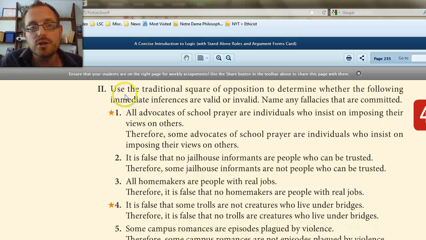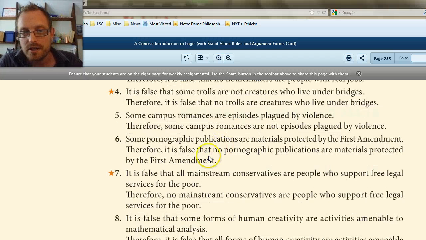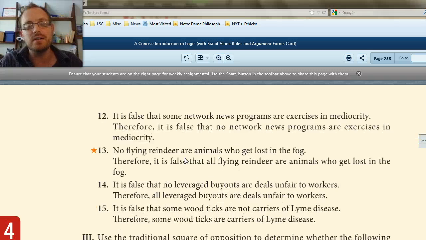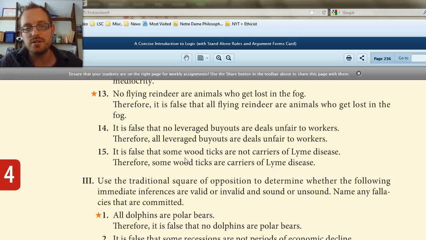And then here they're also going to say, use the traditional square of opposition to determine whether the following immediate inferences are valid or invalid. Now, one of the things I want you to watch for in this homework is that occasionally, I believe, they're going to do an aversion or a conversion in here. And so if you see that, they may be mixed in and laced throughout the homework. So keep on your game here and make sure to see if they're doing also any of those logical operations that we looked at before.